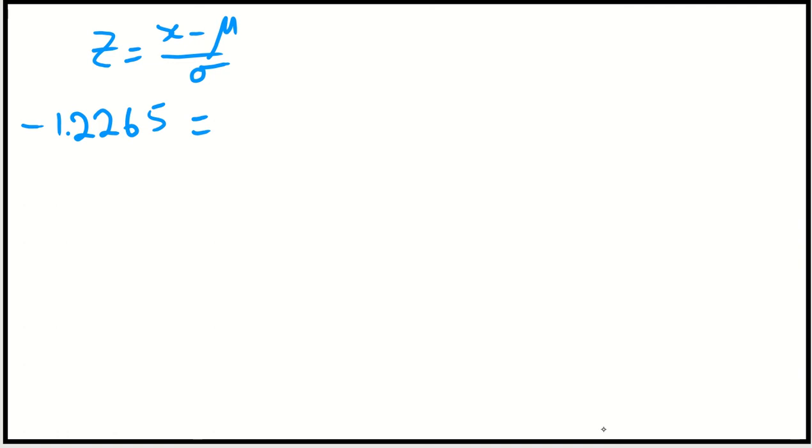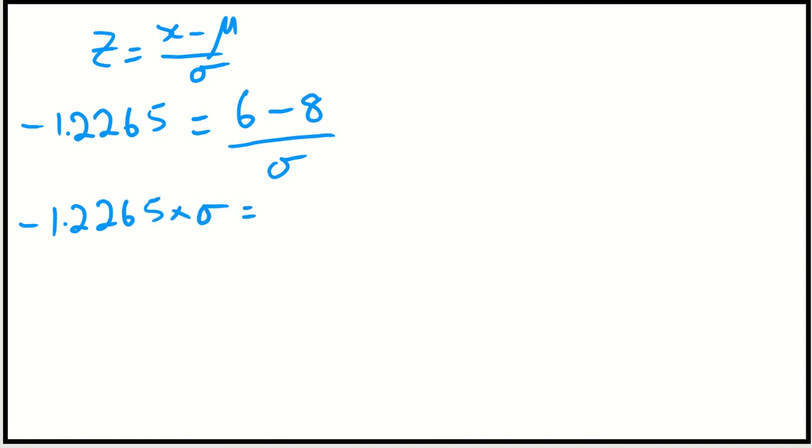So z equals x minus the mean over the standard deviation. So z is negative 1.2265 is equal to, now my x value was 6 hours minus the mean of 8 hours, over my standard deviation, which I don't yet know. Now I want to rearrange, and I don't like having divided by the standard deviation on the bottom, so let's multiply that across. So negative 1.2265 times my standard deviation equals, and 6 take away 8 is negative 2.